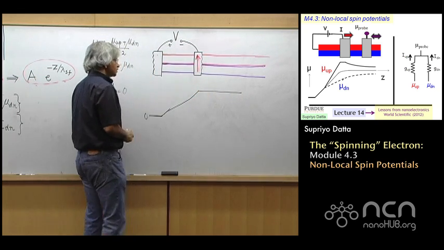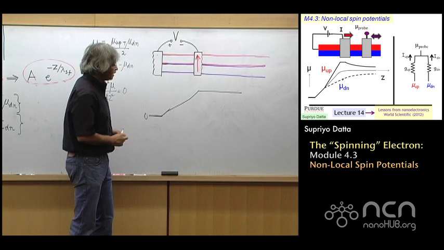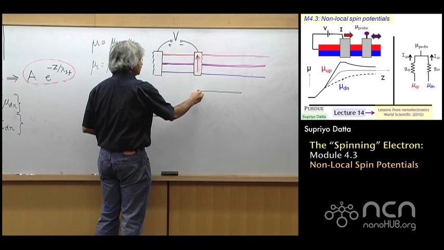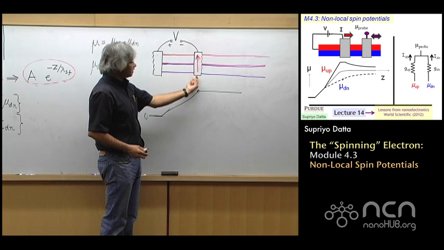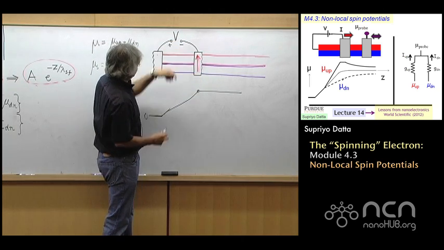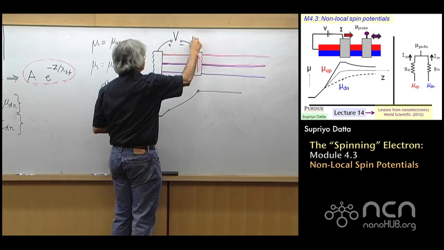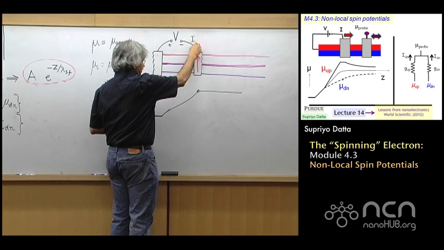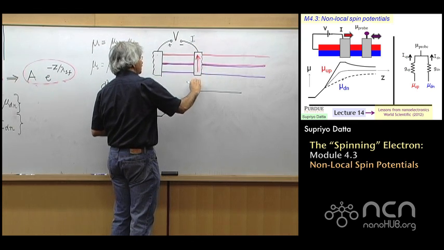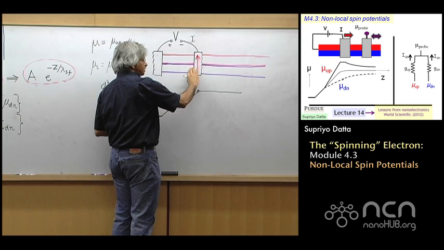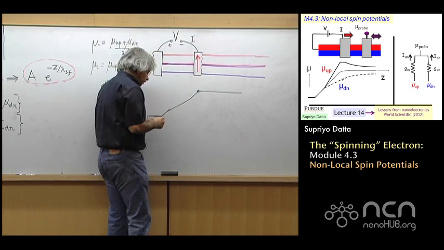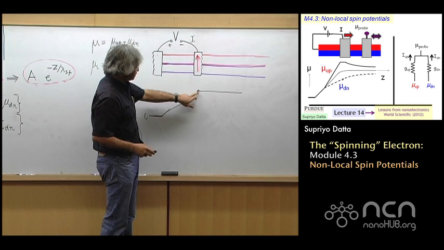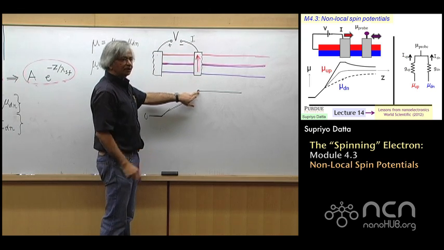So that's what the charge potential would look like. Now, what is the value here? Well, that depends on the interface resistance, because the current comes in from here. This electron current comes in and has to go through the interface resistance in order to reach the channel. So there is a drop here. And depending on the interface resistance, this value will change.